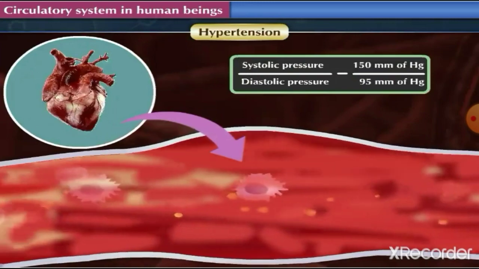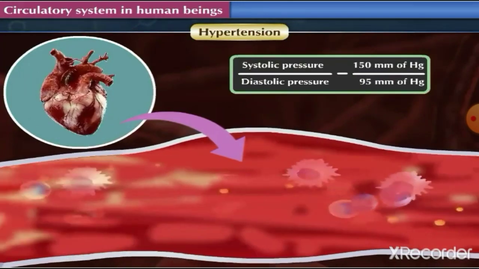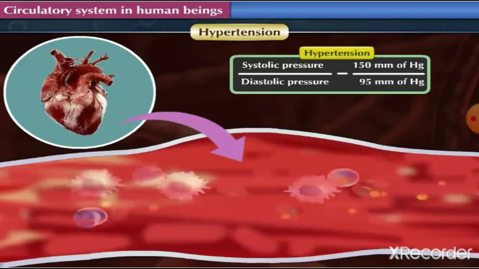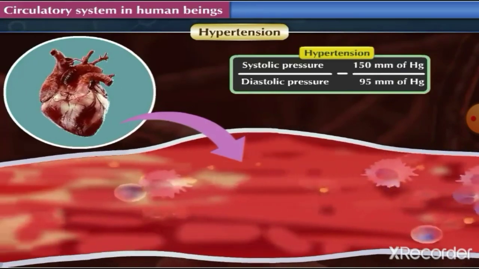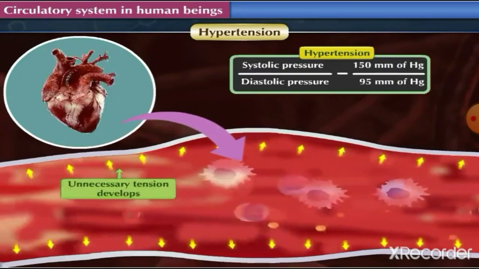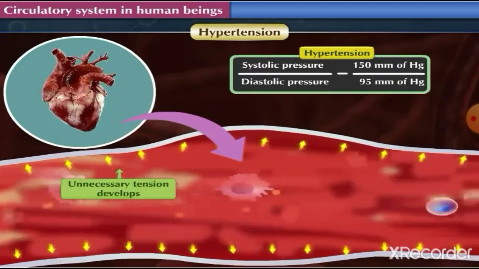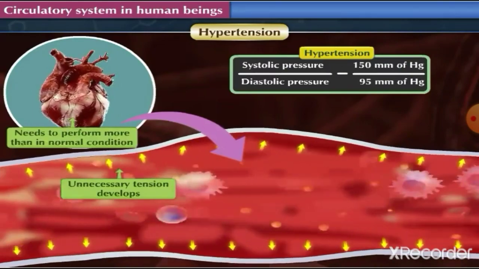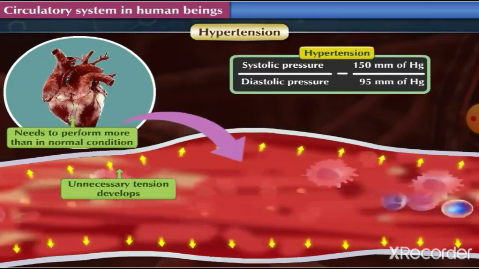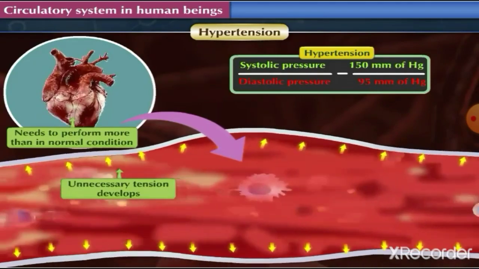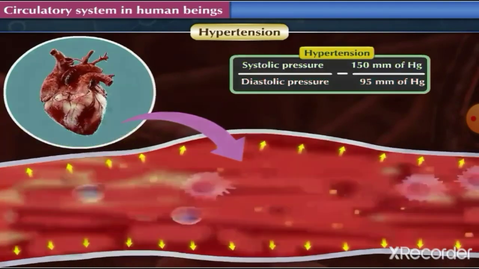Hypertension. High blood pressure than the normal is referred to as hypertension. In arteries of the person with hypertension, unnecessary tension develops. In such a condition, the heart needs to perform more than in normal condition. Both systolic and diastolic pressure are high in hypertension.